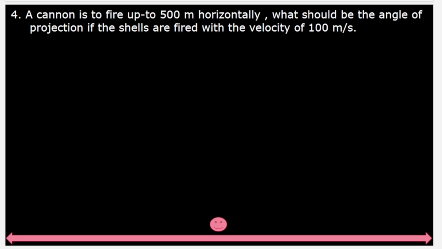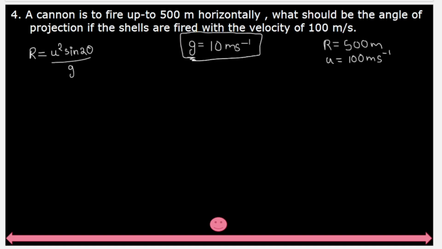What should be the angle of projection if the shells are fired with a velocity of 100 ms^-1? From the question we know that range is 500 meters and velocity is 100 ms^-1. Through the formula of the range we will be able to find the angle. Next we put in the values and get, one more thing, I forgot to add the value of gravity. It is 10 ms^-2.